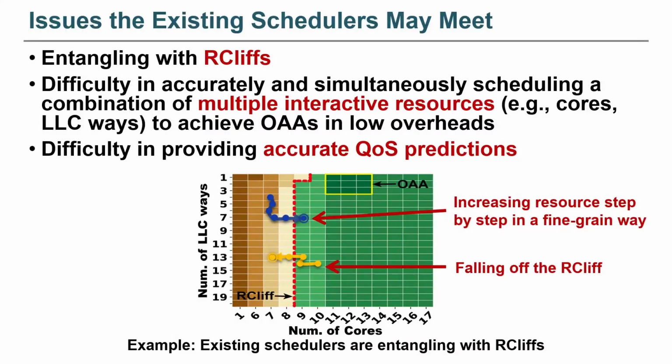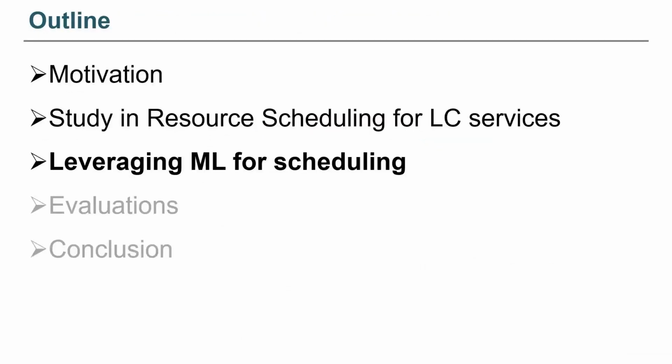More details can be found in our paper. An ideal scheduler should avoid RCliff and quickly achieve OAA from any positions in the scheduling space. We claim it's time to design a new scheduler, and use machine learning can be a good approach.